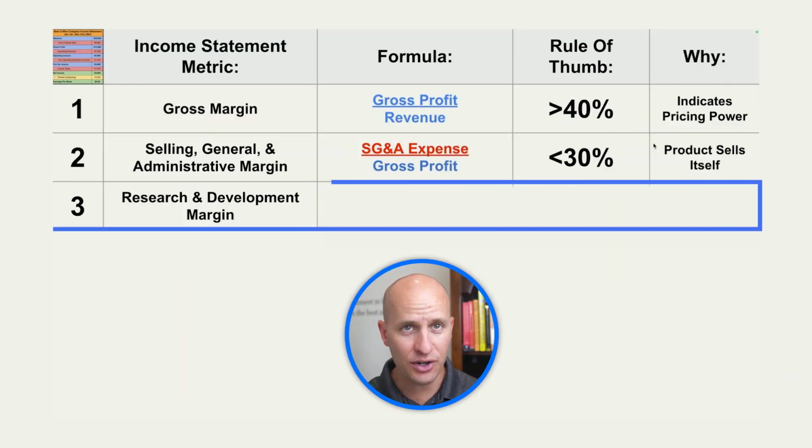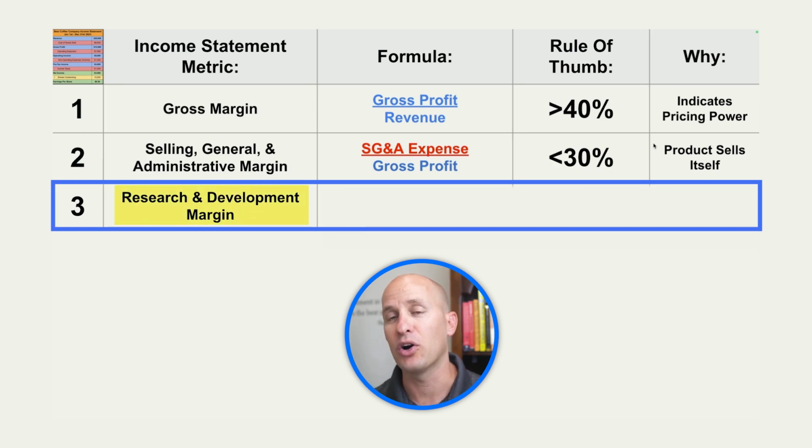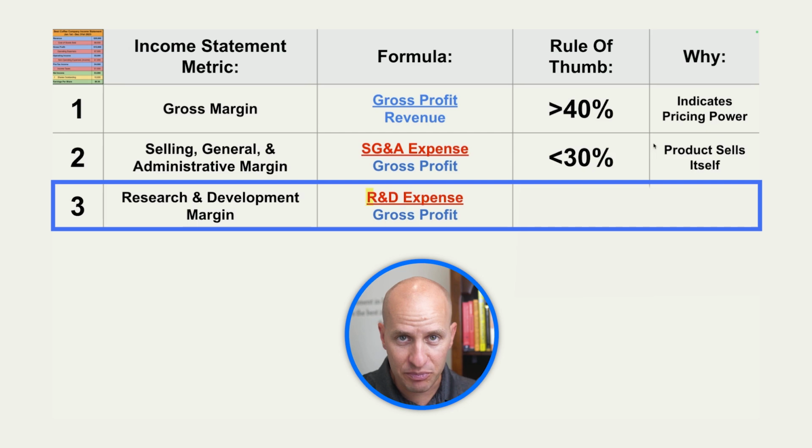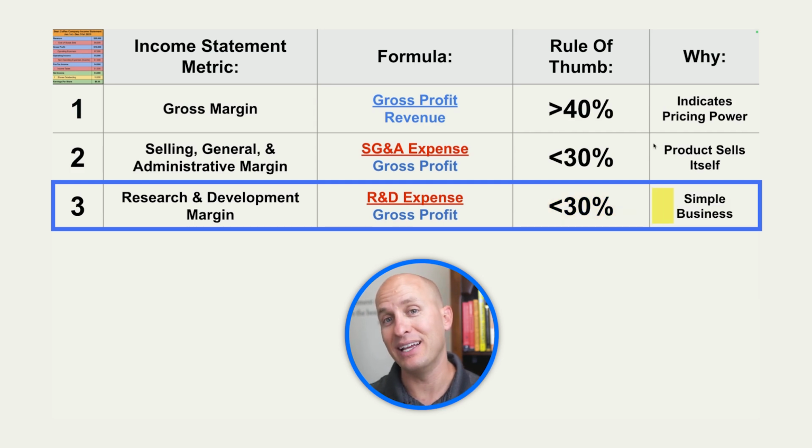Warren Buffett's third income statement rule of thumb relates to a company's research and development margin. To find this, we take a company's spending on research and development, and we divide by gross profit. His rule of thumb is that this number is under 30%, which indicates to him that the company is a simple business and does not have to spend big on research and development in order to successfully grow.